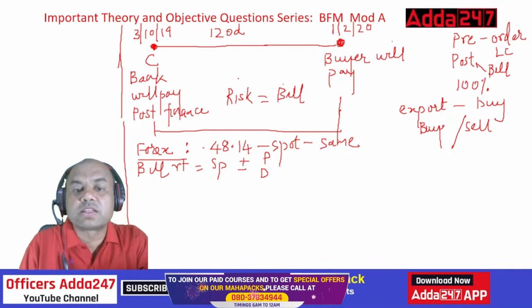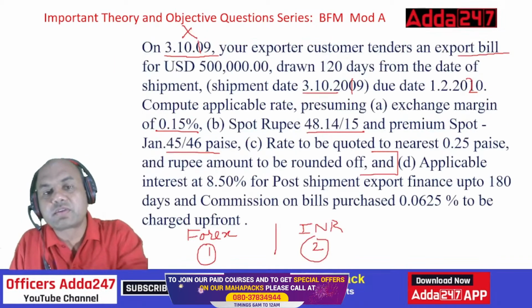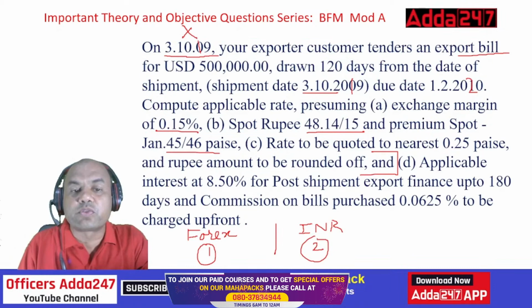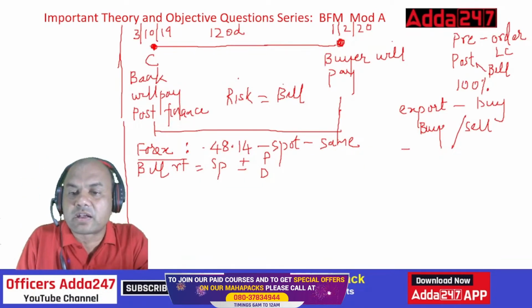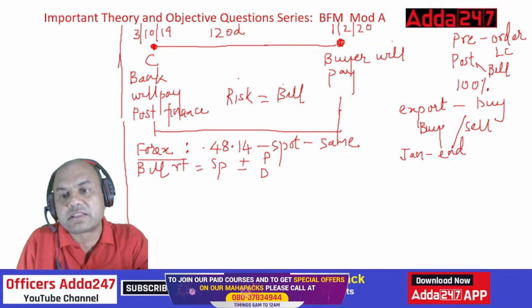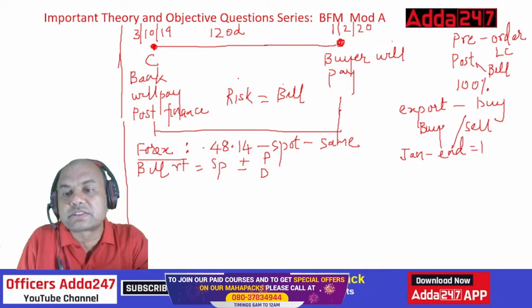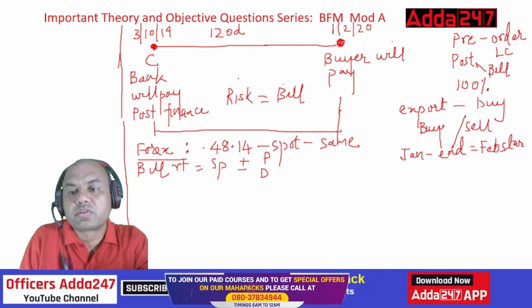So what is the case given over here? This January rate is given as 45.46. Now what is the January rate? January means January end. Always remember this. Whenever any rate is given as Jan rate, it means Jan end rate. Whatever is at the Jan end, the same will be applied to the February start.